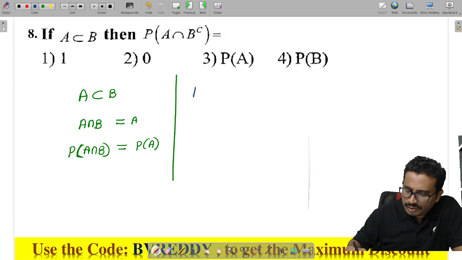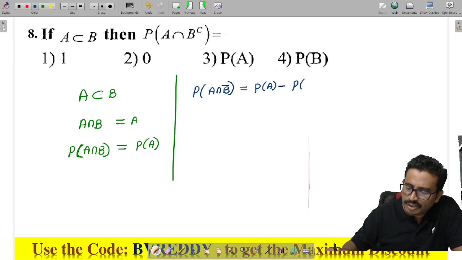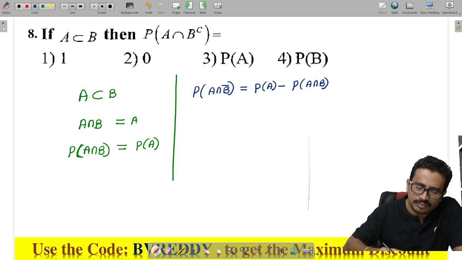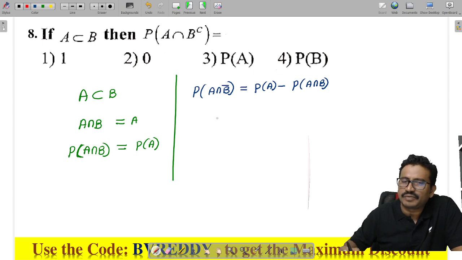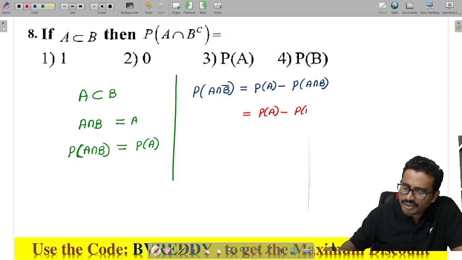Right. Now you see this thing here, P of A intersection B bar, means we need only A. So the P only A is nothing but P of A minus P of A intersection B. Now you can tell me, P of A intersection B bar is given as P of A minus P of A intersection B, which is nothing but P of A only. So this value is equal to 0.